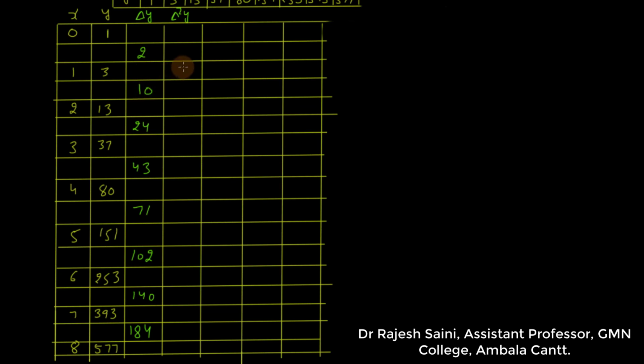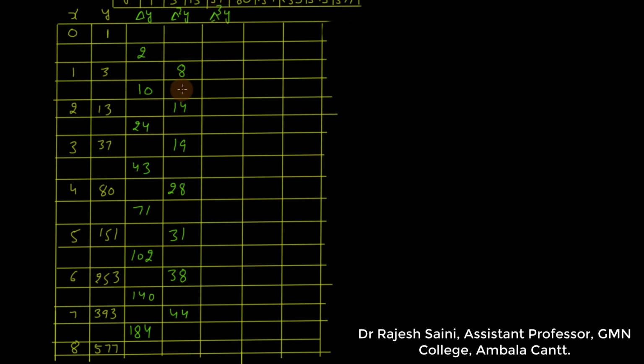10 minus 2, 8; then it will be 14; 43 minus 24, 19; 71 minus 43 is 28; 102 minus 71 is 31; 140 minus 102 is 38; 184 minus 140 is 44. Fine. So now we will form the third order.